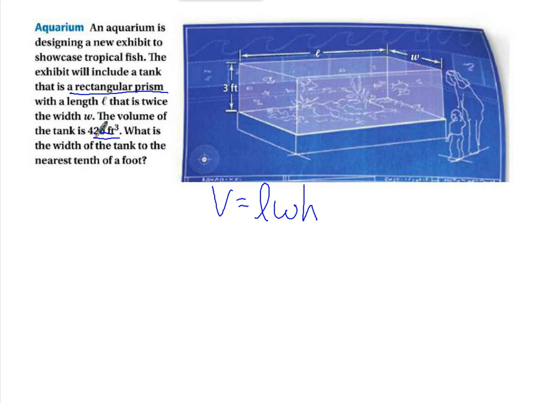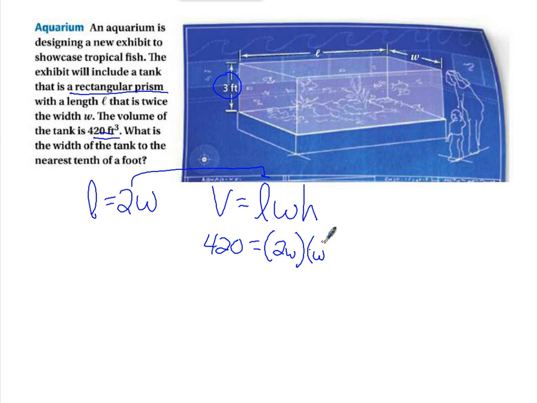Now they told us the volume, it's 420. And then they told us that the length is twice the width, which means that the length is 2 times the width. So I can substitute that right there. And then the height is what? It's 3. Yeah, they got the 3 sitting right there. So I can write 420, because that's what they told me the volume is, equal to the length, which they said was 2 times the width, so 2W, times the width, which is W, times the height, which is 3.